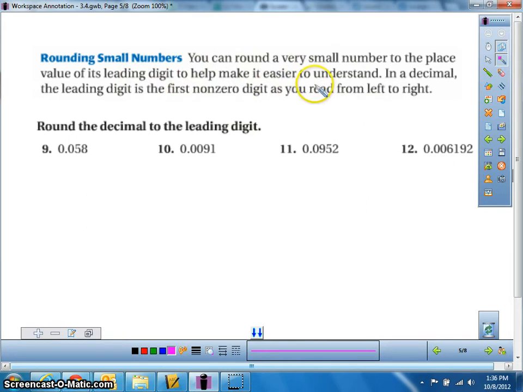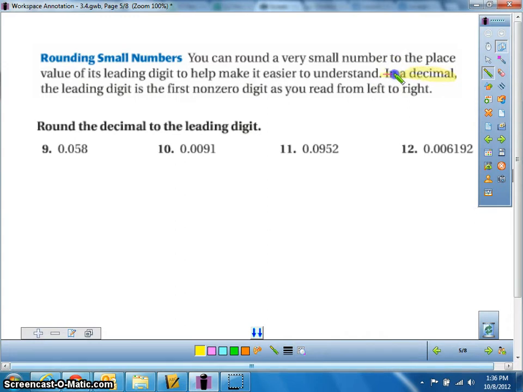All right, that just means when we have some really tiny numbers that go many place values after the decimal, sometimes it gets kind of hard to even understand it. So what we do in this situation is we're going to round it to the leading digit. And what we mean there is this part. Oops, I'm sorry, I forgot to switch to my highlighter. We're looking at this part right here.